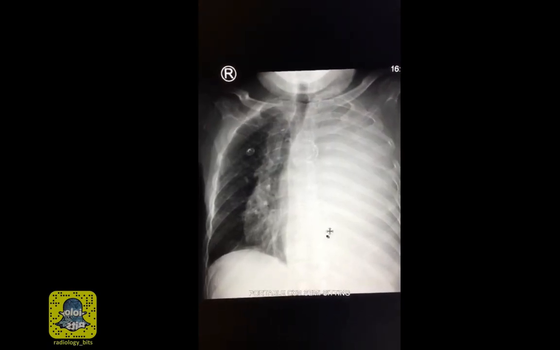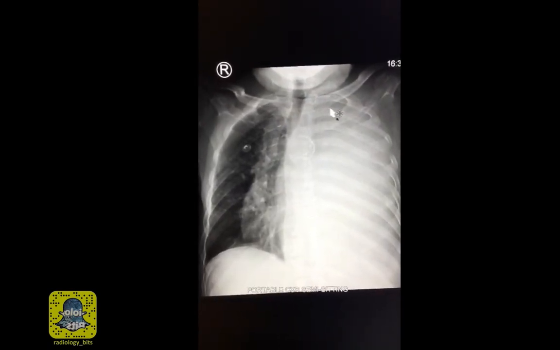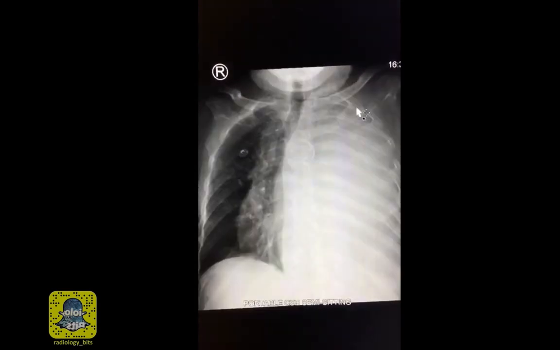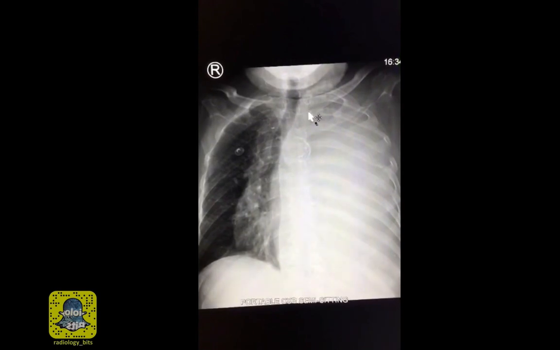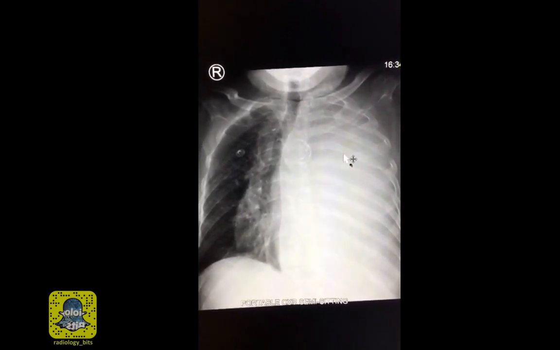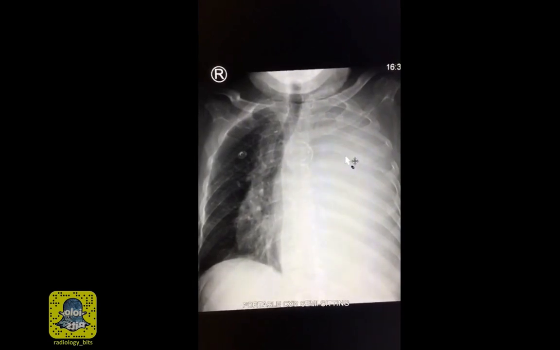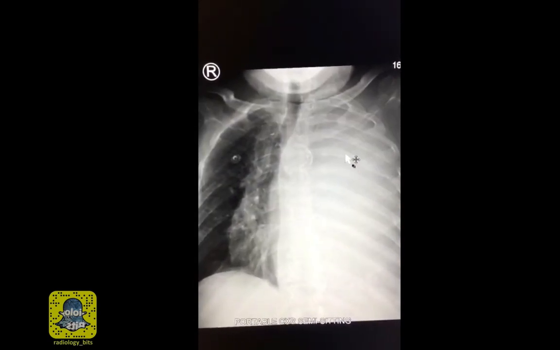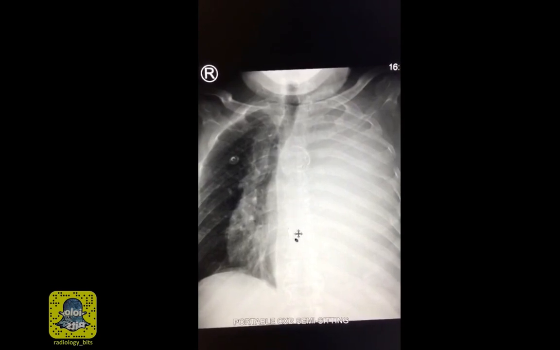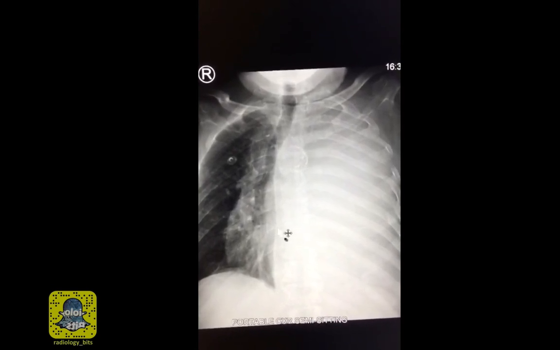The abnormality is obviously on the left. There is a complete whiteout of the left hemithorax. When you see a completely white unilateral hemithorax, you have to approach this in a specific way. The first thing you have to decide on is whether or not the midline structures are shifted towards one side or the other.